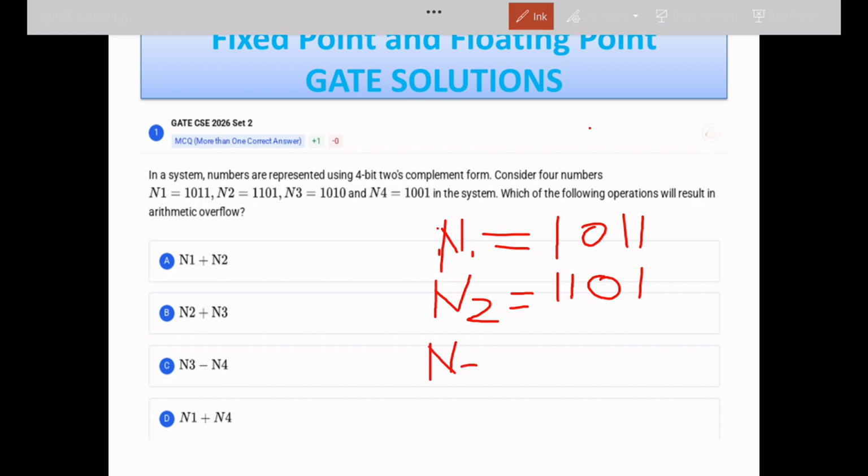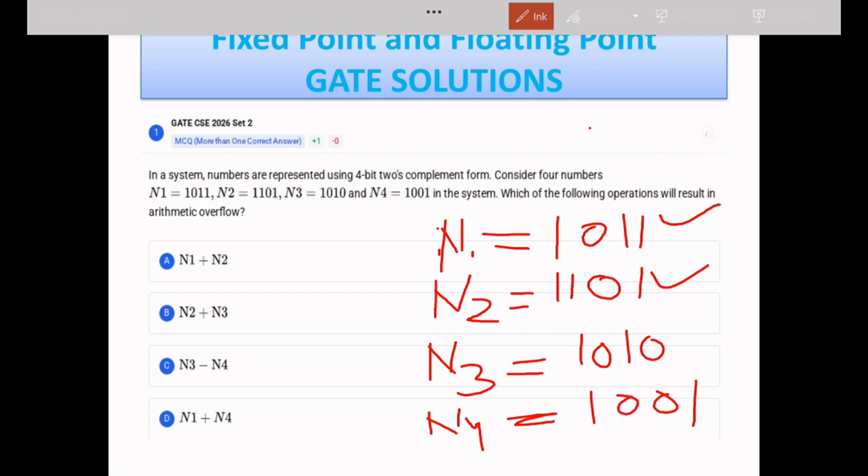And what is the value of n3? He has given 1010. So three values he has given, and n4 also: n4 is equal to 1001. Now we will check what the values actually are.